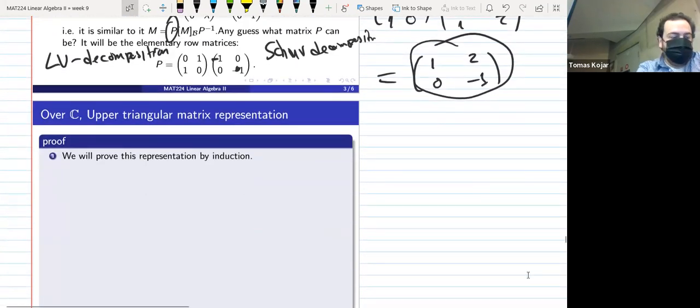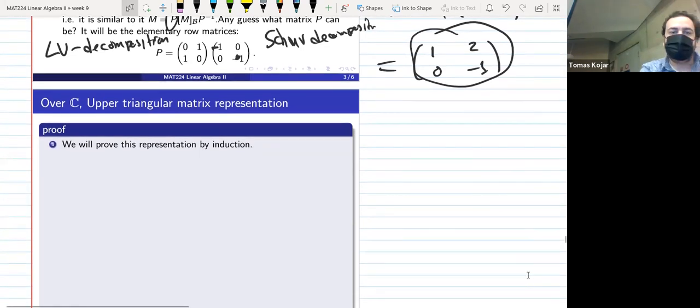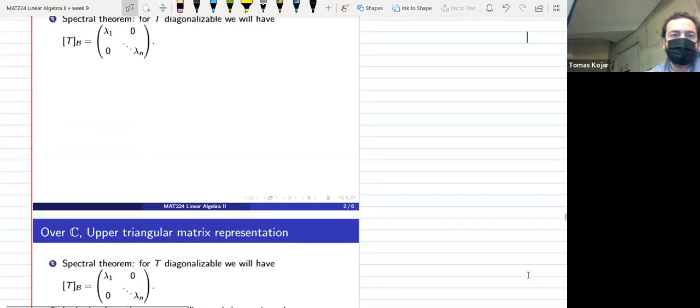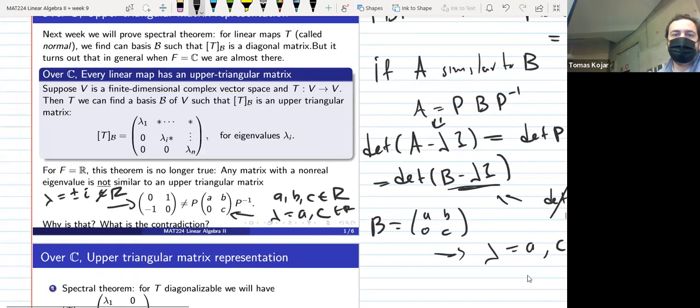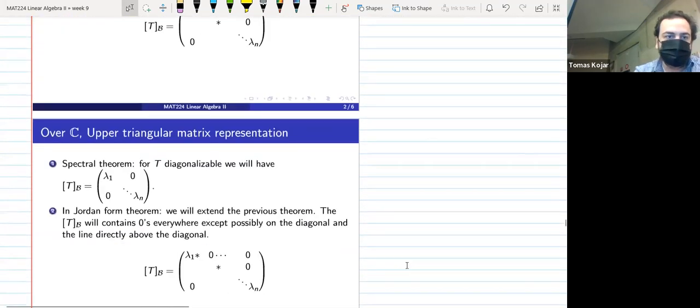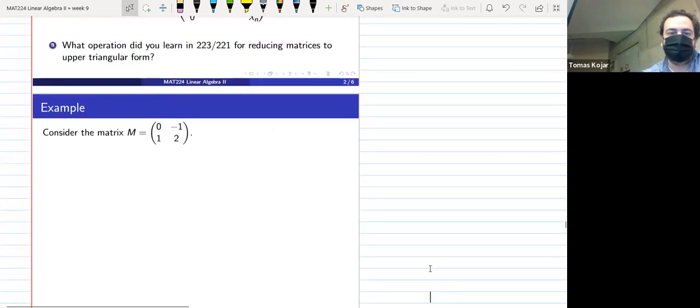Let's prove this result in the abstract. We're going to prove the abstract result today and Tuesday. We prove this by induction. So the result was that you give me any linear map, I can find you a basis so that its representation will be upper triangular. That's the result. Okay. All right. So let's go.